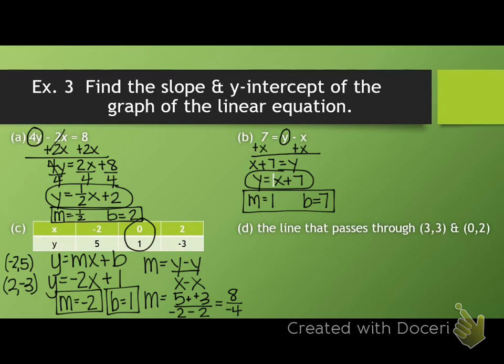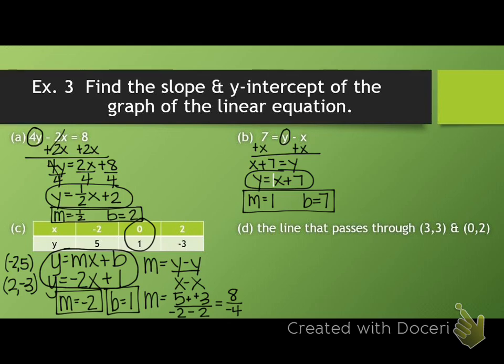Okay? Now, just so you know, this is extra. For this problem, you wouldn't necessarily have to write the equation. All right? You could identify the b right off the chart. You could have used the slope formula. But I'm just trying to get you to see where the m goes and where the b goes. All right? Now look at letter D.